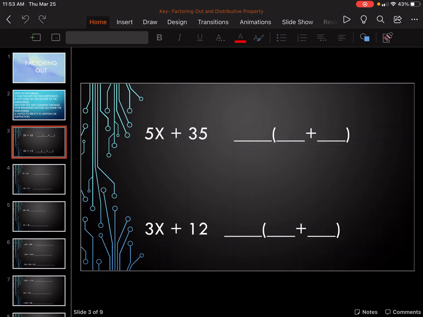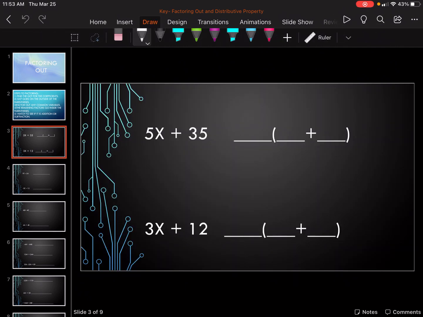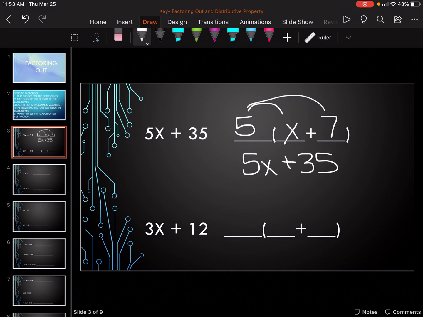So look at our coefficients first. 5 and 35, we can factor out 5. So if I have 5x, I factor out 5, I just get x. Then if I take 35, factor out the 5, we just have 7 left. Again, double check it. 5 times x gives us back 5x. Then 5 times 7 gives us 35. So again, you can always double check it.